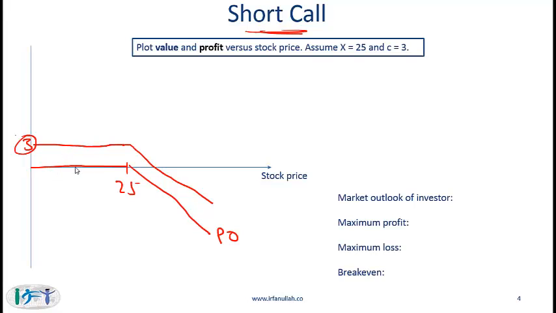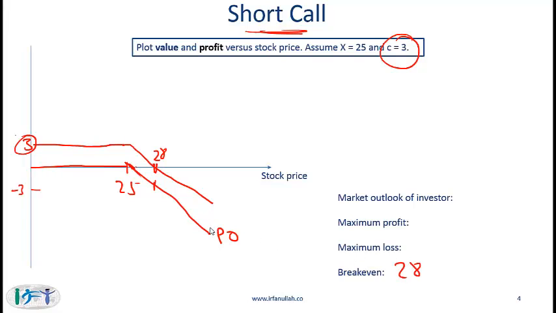If the call expires out of the money, that means the long party will not come to you and you essentially pocket the $3. But if the stock price ends up above 25, then obviously the option will be exercised. The payoff will be negative as shown over here. If the stock price is 28, then the payoff is going to be minus 3, and the $3 that you lose over here will offset the money that you made when you sold the call option. So the break-even point is 28.